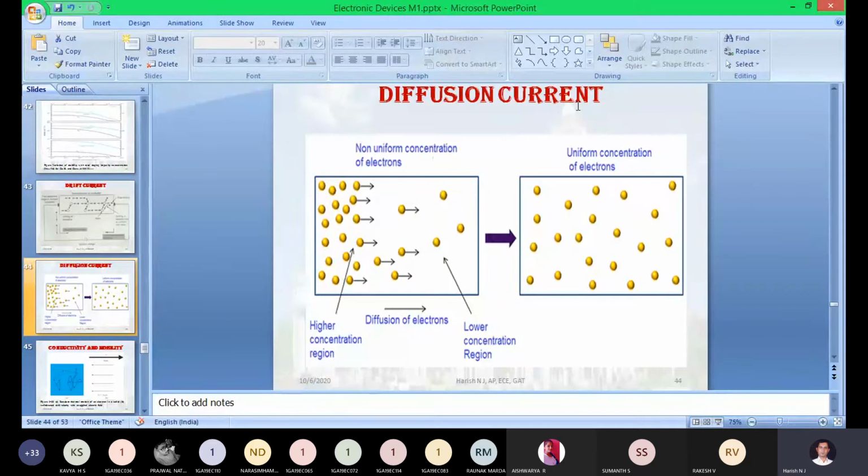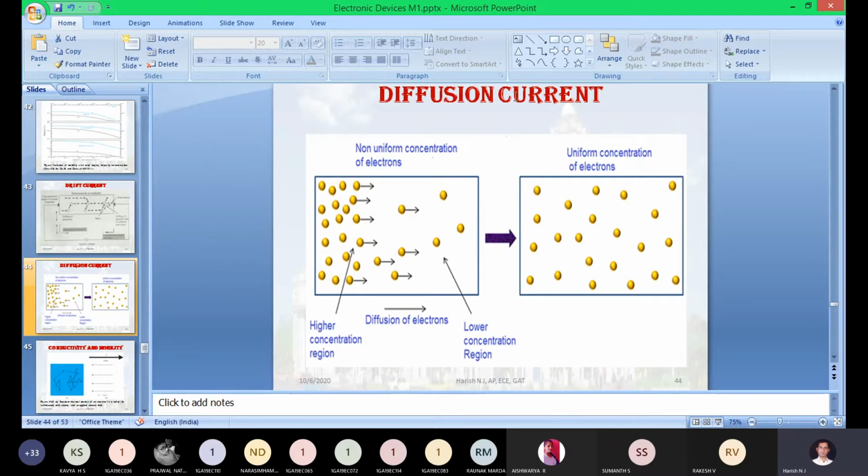Drift current means the current constituted due to the drifting of electrons. When does drifting happen? When the electron collides with an atom, it loses its kinetic energy, but still, due to the applied electric field or applied potential, the diverted electron is attracted towards it. In that situation, the electron starts drifting or accelerating. When it constitutes a current, that current we call a drift current.